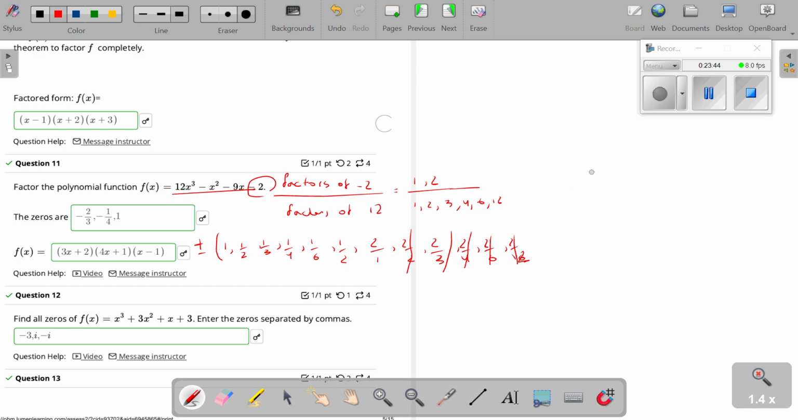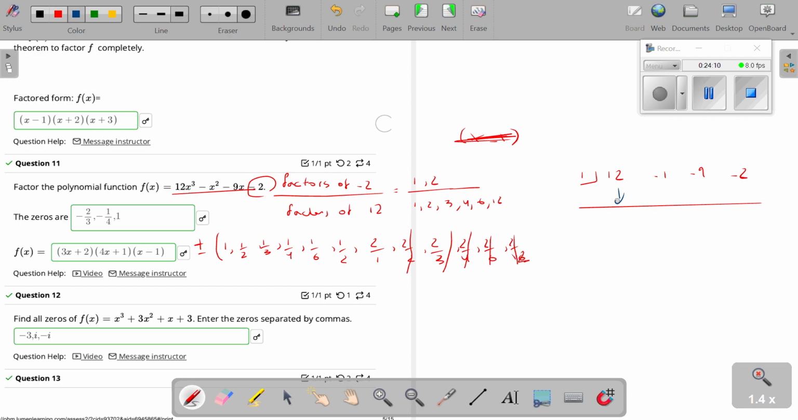So I'm going to try 1 and divide the function using synthetic division, 12, -1, -9, and -2. If the remainder is 0, then that means 1 is a zero of the function, and as a result, x minus 1 is a factor of the function. So let's try and see if this is a zero of the function or not.